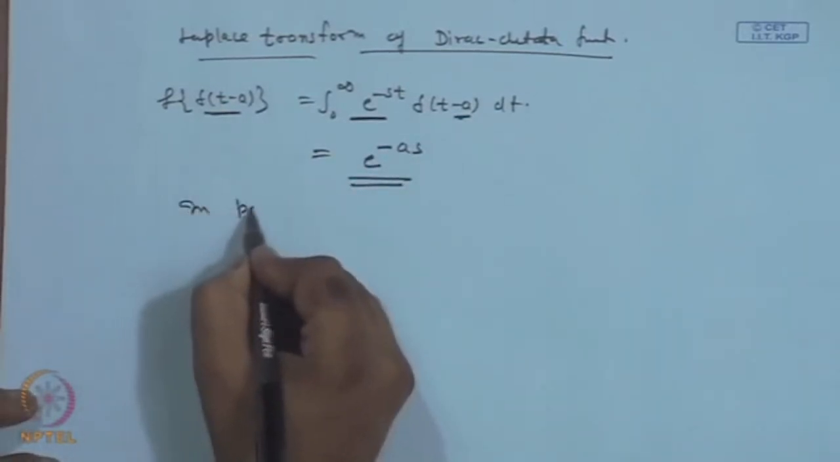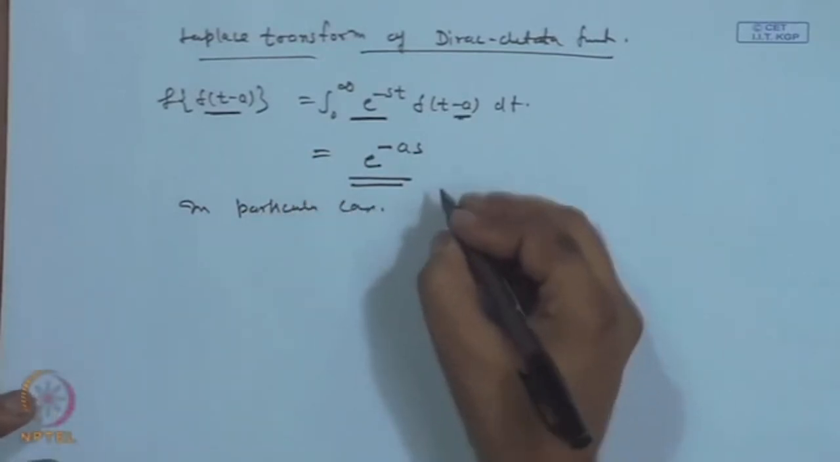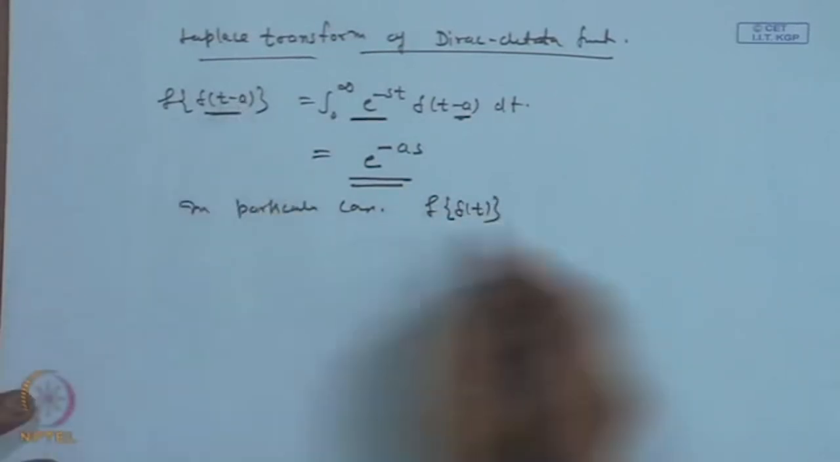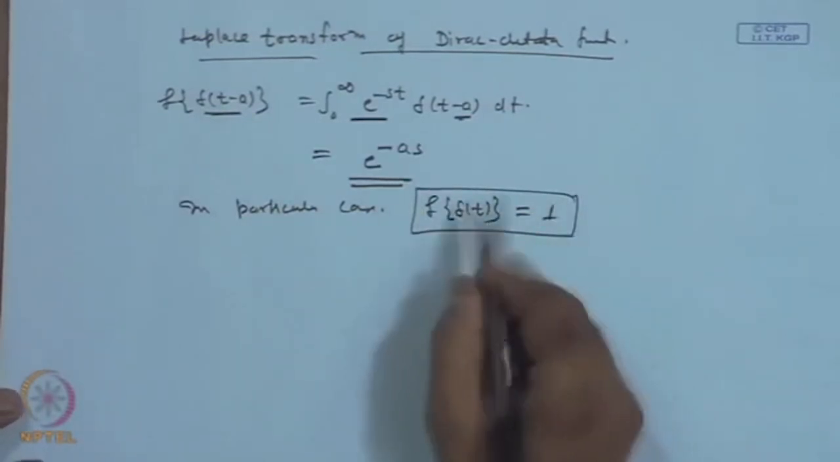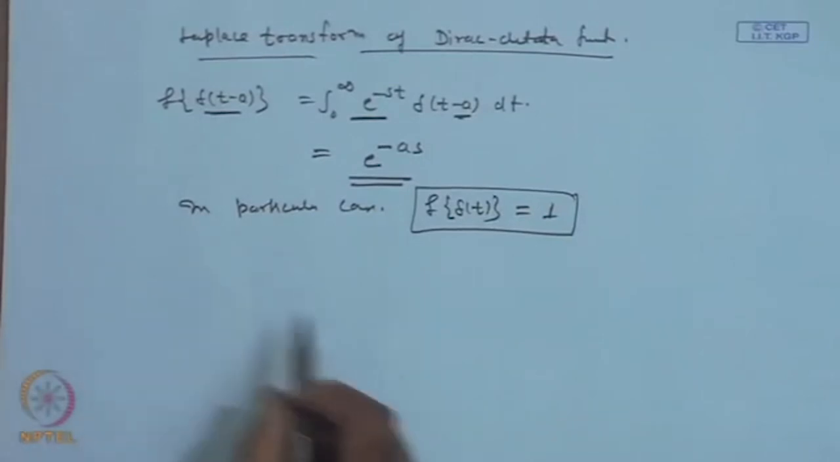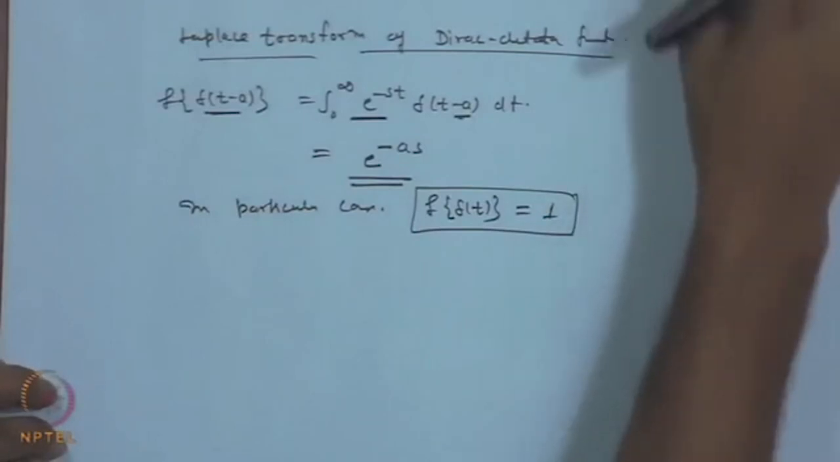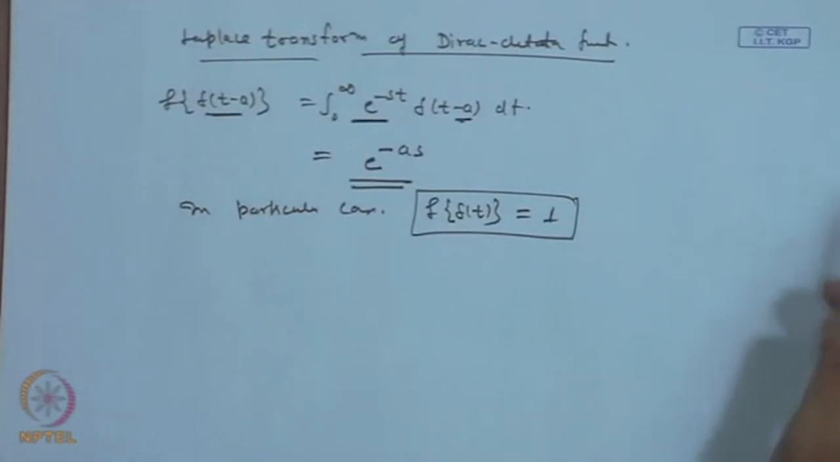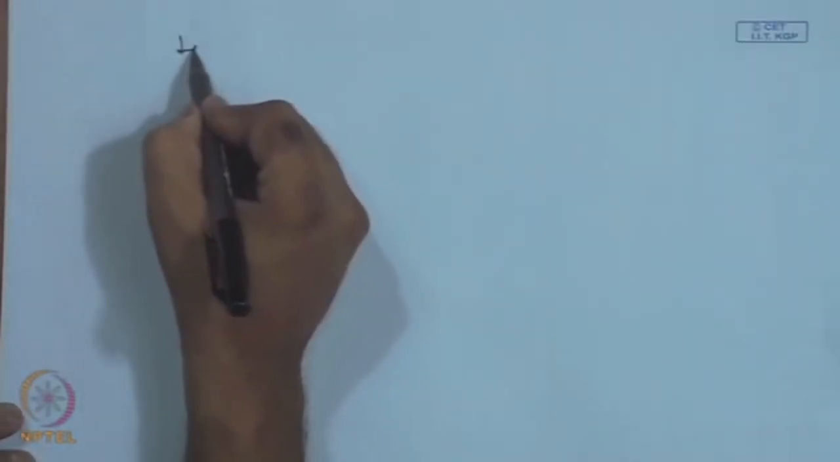In a particular case, we have the Laplace transform of delta t: if we put a to 0, it is 1. So, the Laplace inverse of 1 is delta t. And this Laplace transform we can also calculate directly from the Laplace transform of that delta epsilon function by taking the limit as epsilon approaches 0. So, now we go for the Laplace transform of Bessel's function.